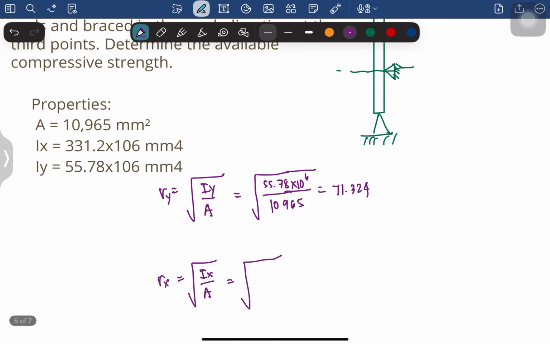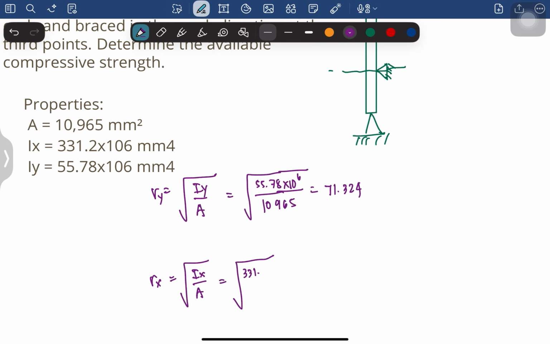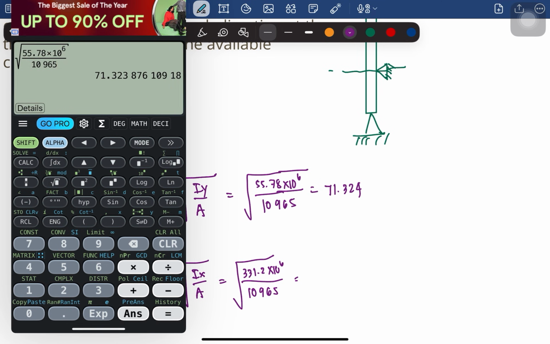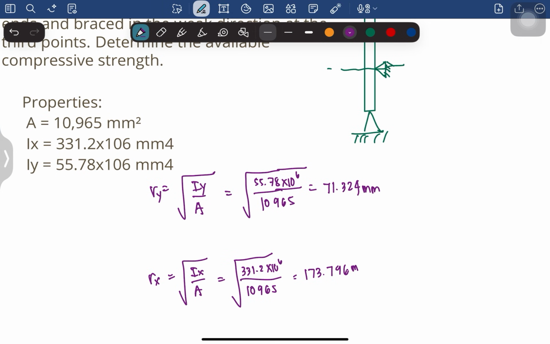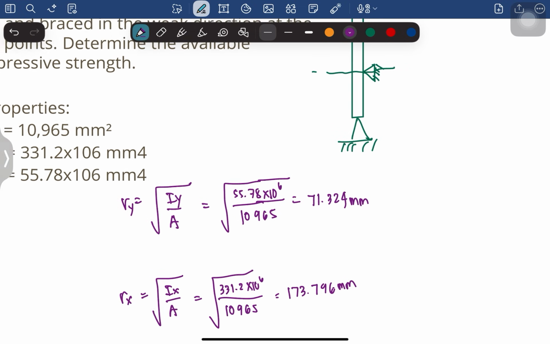Then yung Ix natin is 331.2 times 10 raised to 6 over the area. So equals to what? 331.2 times 10 raised to 6 over 10,965. So 173.796. So sabi ko di ba kanina yung pipiliin yung radius of gyration is yung maliit.